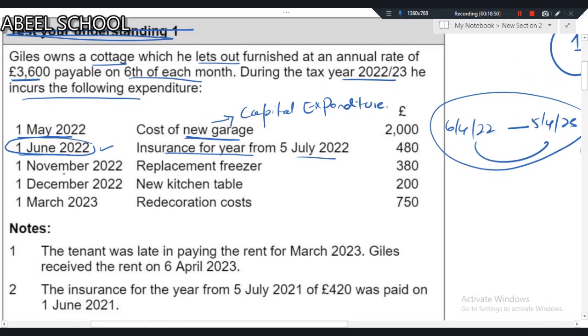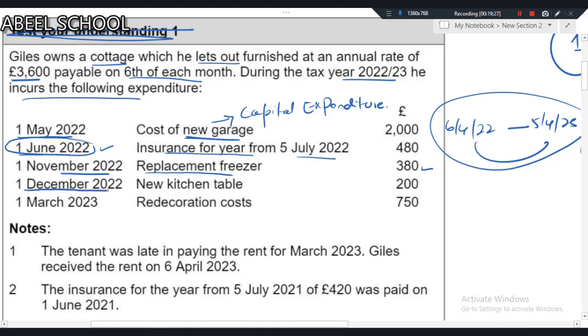Now, the freezer purchase definitely falls in the relevant tax year. Replacement freezer is 380. Whenever your examiner uses the words replacement freezer, or let's say replacement washing machine, and he does not give you any other information, then the entire amount will be taken as replacement furniture relief. Otherwise, he should not have used this word. So if nothing else is mentioned, and you come across a question where it says replacement of any furniture item, then the entire item will be taken as replacement furniture relief.